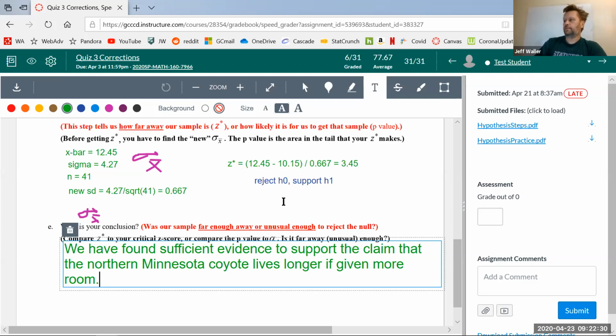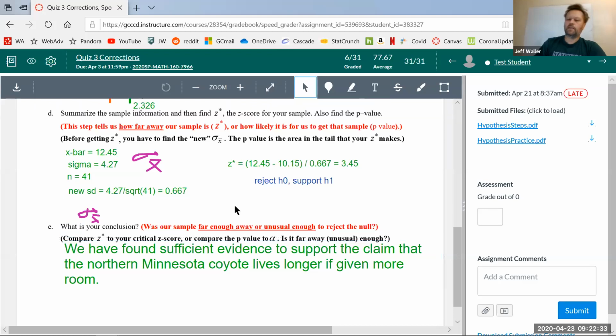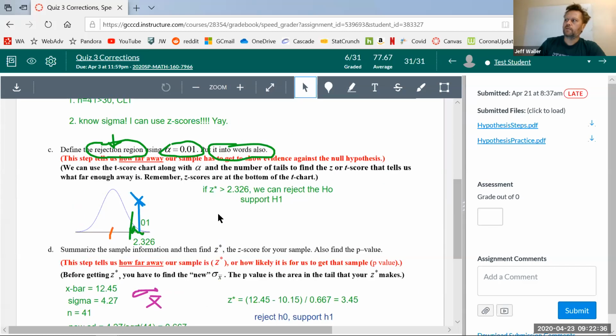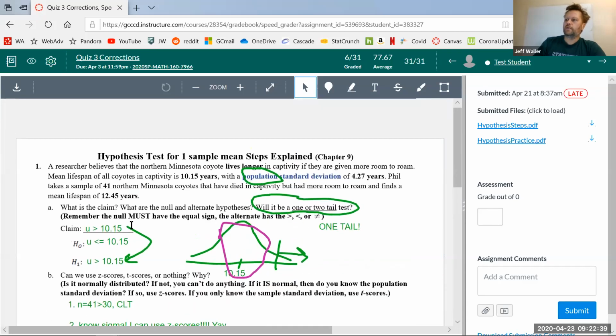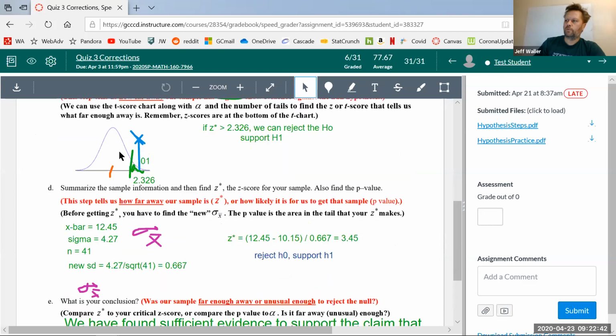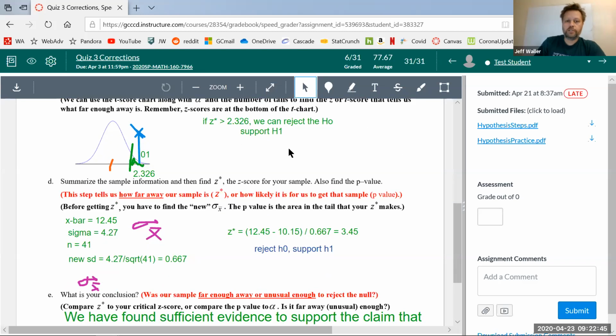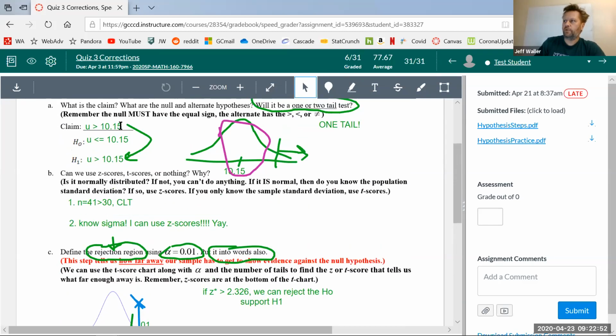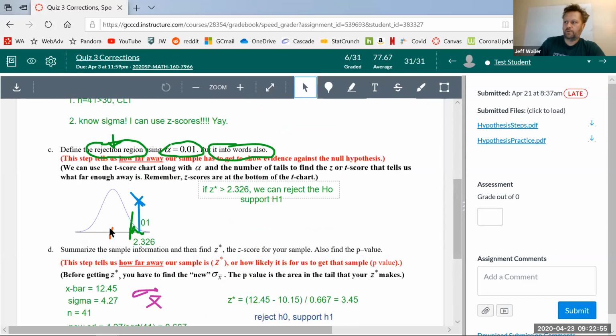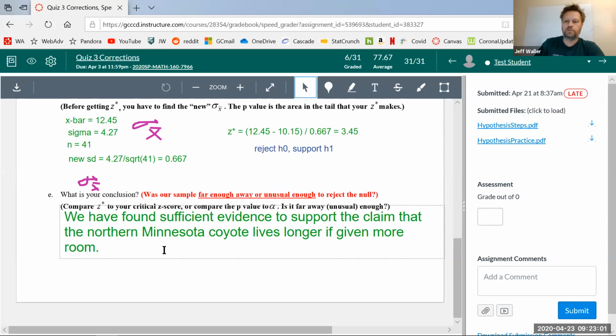Now look at this in another way. The middle is 10.15, and our sample got way up there. So of course we say it looks like it's more. Just on that level, we think it's more, and our sample is way above 10.15. Isn't that what our conclusion says? We found evidence to say it's more, and then you fill in the details. We found sufficient evidence to support the claim that the northern Minnesota coyote lives longer if given more room.